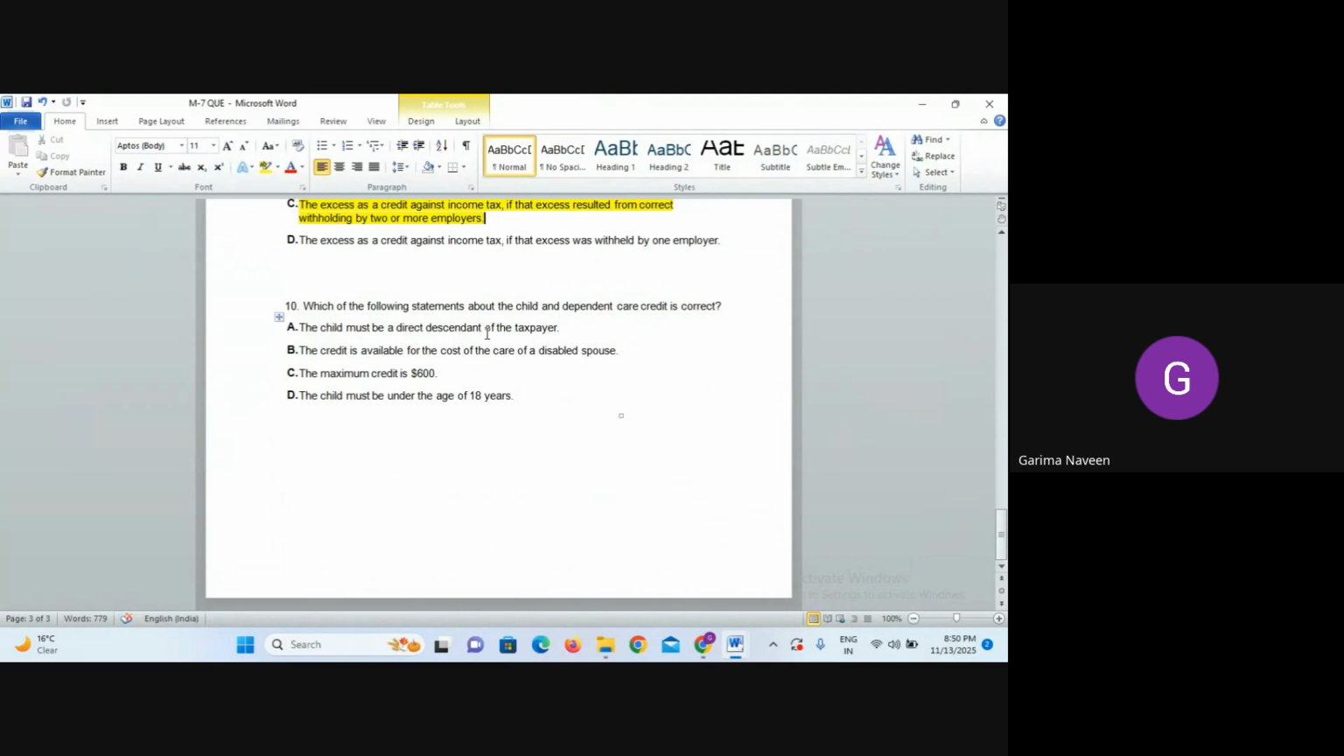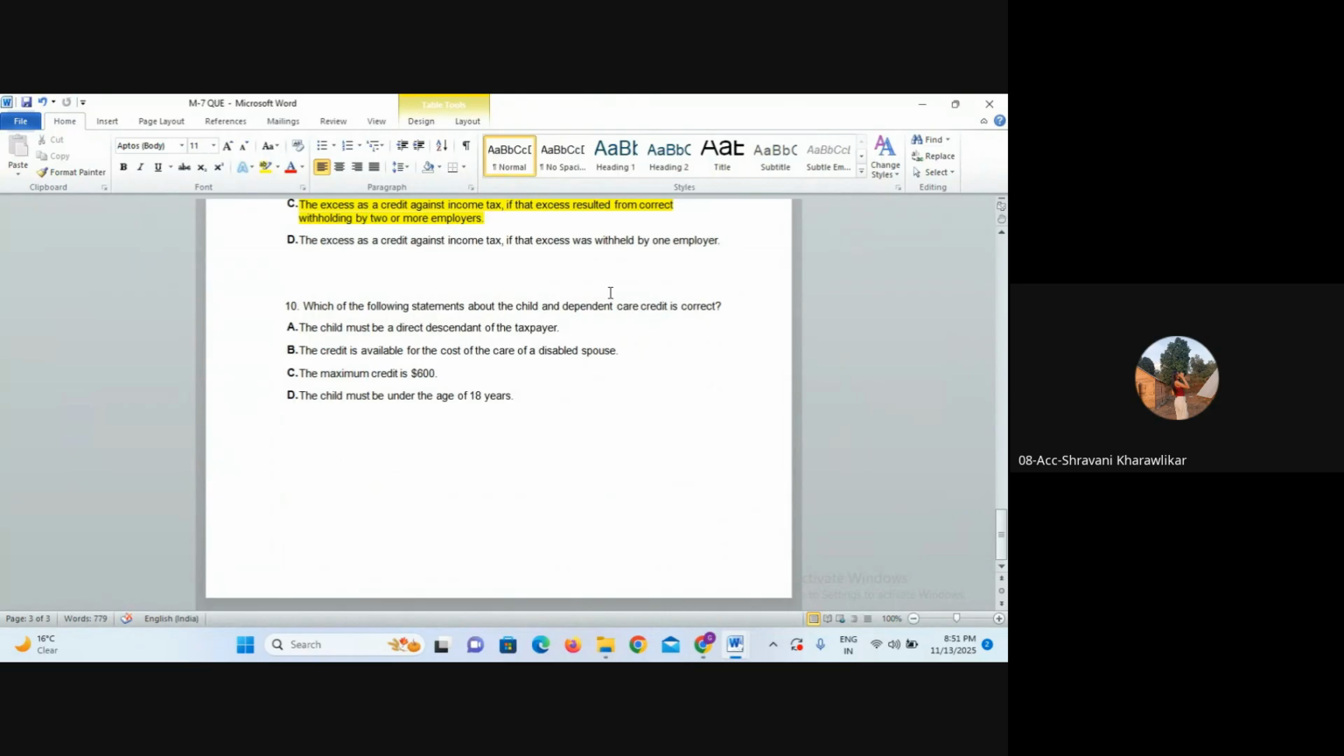Next is, which of the following statements about child and dependent care credit is correct? Child and dependent care credit. So the child must be a direct descendant. Credit is available for cost of care. Maximum credit is $600, or should be under the age of 18 years. Option D, under the age of 18 years.